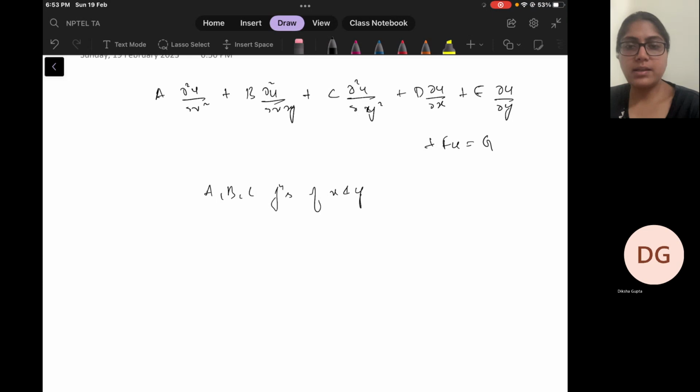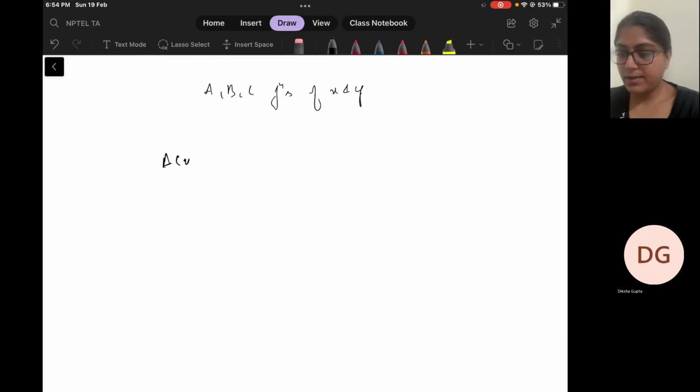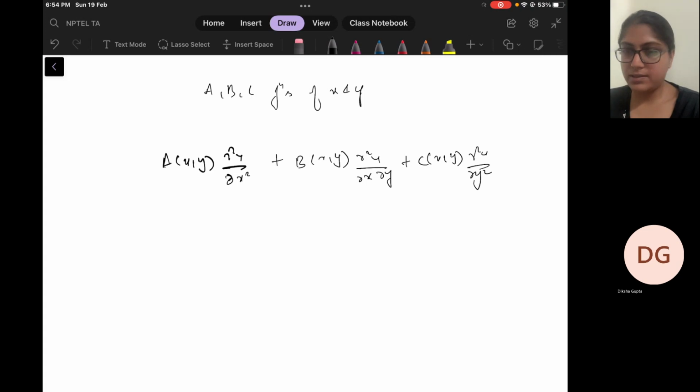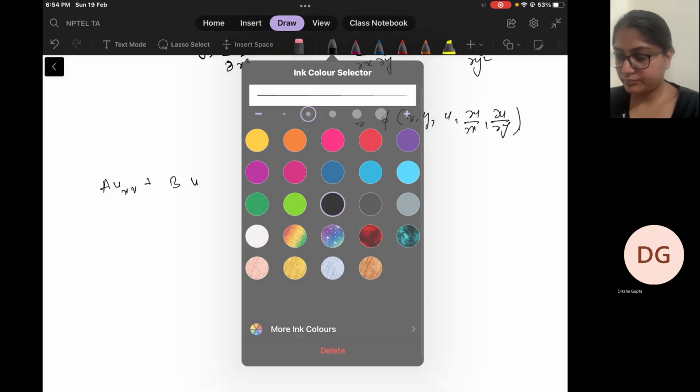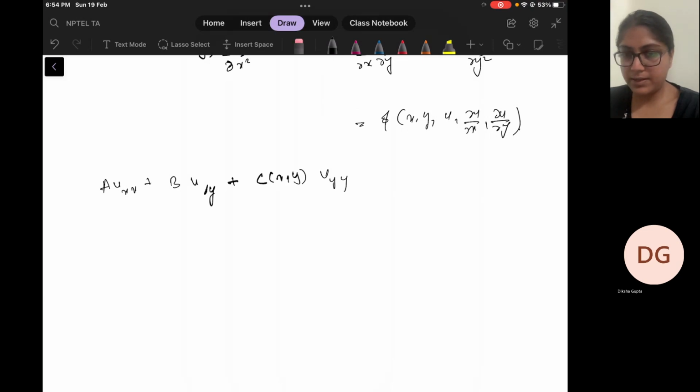Further, the coefficients d, e, f are also functions of x and y. We shall assume that the function u of x, y and the coefficients are twice differentiable in some domain. The classification of this second order PDE depends upon the form of the leading part, this part. So for simplicity we can write it as a(x,y) del square u by del x square plus b(x,y) del square u by del x del y plus c(x,y) del square u by del y square equals phi of x, y, u, del u by del x and del u by del y. Or in shorthand notation, a u_xx plus b u_xy plus c u_yy is equal to phi of x, y, u, u_x, u_y.